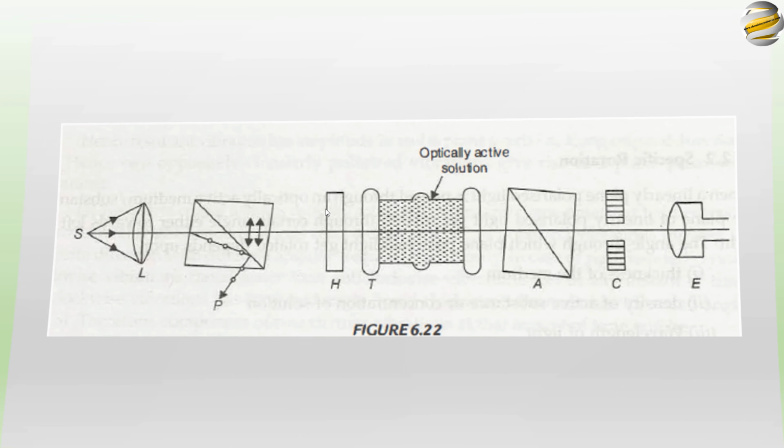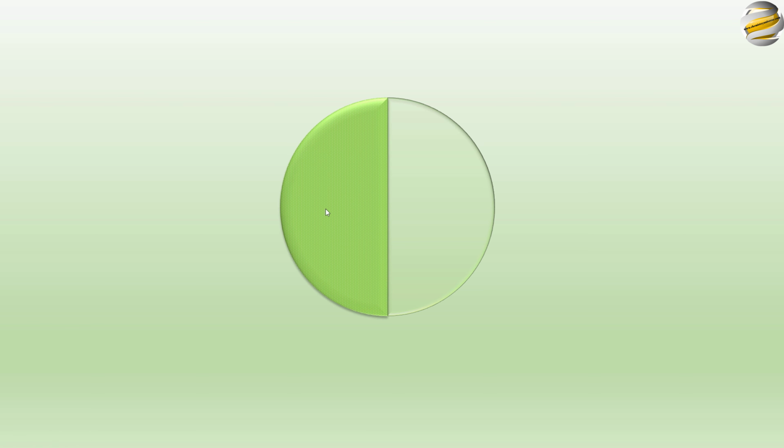The half-shade device consists of two semicircular halves of equal size. One half is made up of plain glass and the other is made up of quartz.